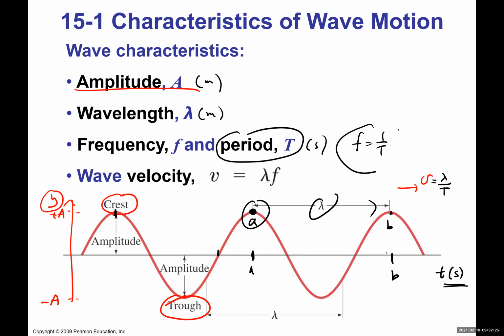But since frequency is 1 over the period, I can also write this as wavelength times frequency. And that's probably the most common way of writing the wave speed: wavelength times frequency. But obviously that's because it's wavelength, a distance, over time, the period. We just write it in terms of wavelength times frequency. So that's in terms of some of the wave characteristics: amplitude, wavelength, frequency, period, and the wave velocity.